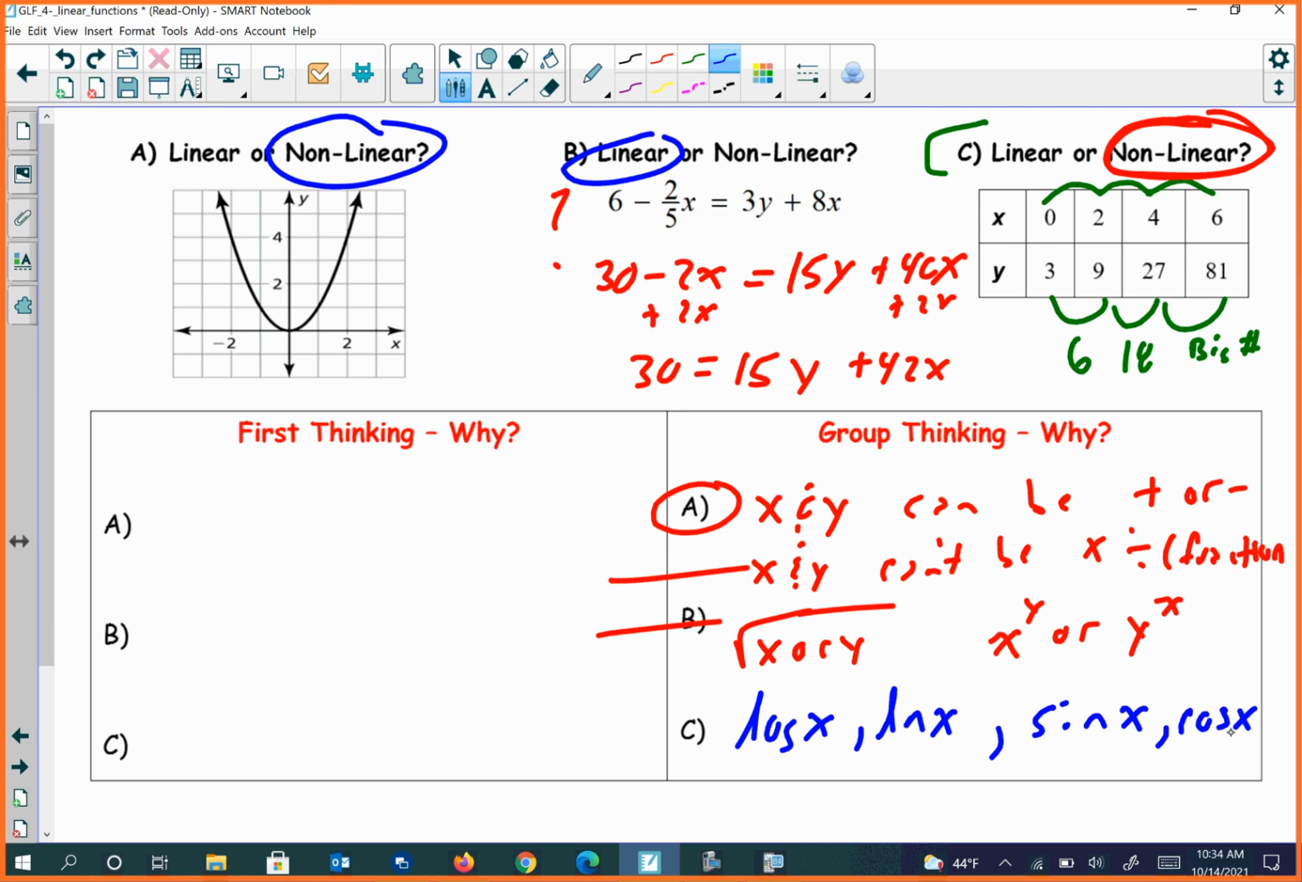So linear has to be added or subtracted. You could have multiple x's and multiple y's as long as you can combine them. X and y can't be raised to a number other than 1. So I can't have x to the third and y to the fifth. That would not create a linear situation. You just have to have x and y. It could be 3x. It could be 7x. It could be negative 2x. It could be negative 4/5 x. Things like that. Those all work.